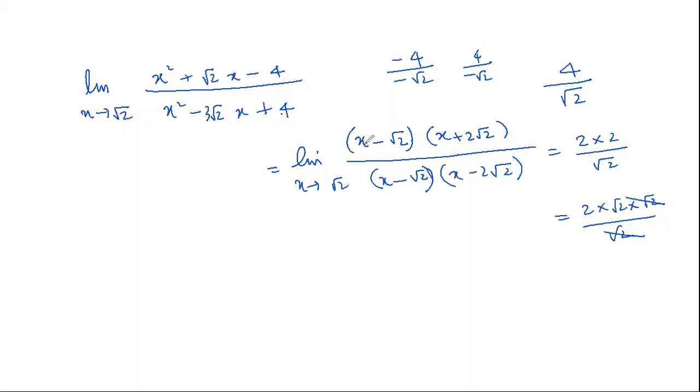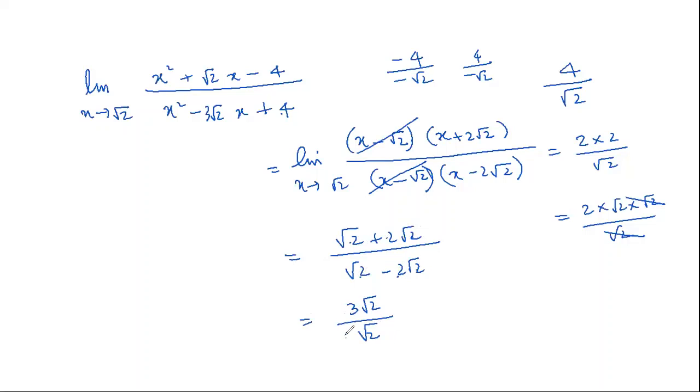Now these both will get cancelled. Your answer became root 2 plus 2 root 2, this x became root 2. So root 2 plus 2 root 2 divided by root 2 minus 2 root 2. To root 2, 2 root 2 is added, so 3 root 2. From root 2, 2 root 2 is subtracted, so minus root 2. Root 2 and root 2 got cancelled and the answer became minus 3. Yes, Jay, your answer is correct.